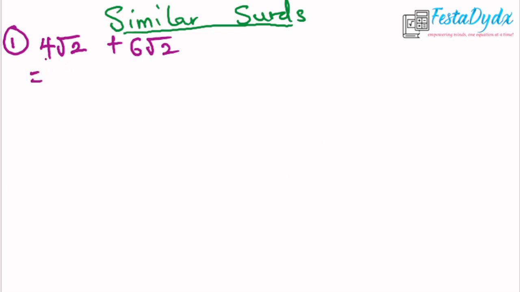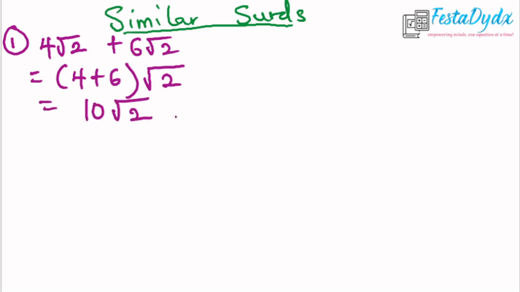So which is 4 plus 6, we'll bring it in a bracket, 4 plus 6, and then because the root 2 are actually alike, they are similar, we're going to just use only one, root 2. Now 4 plus 6 gives us 10, 10 root 2. This is the answer for number 1.